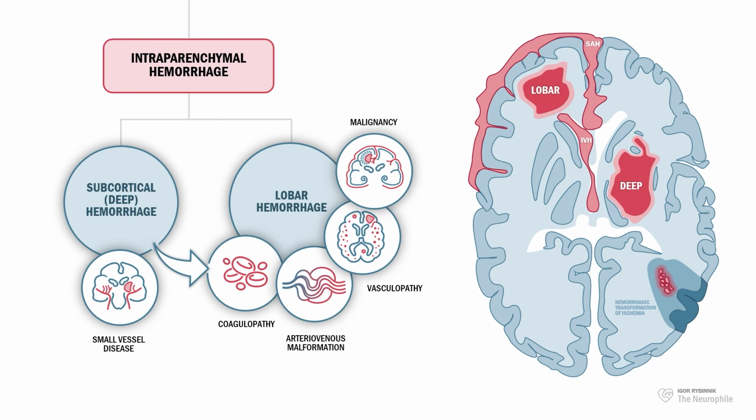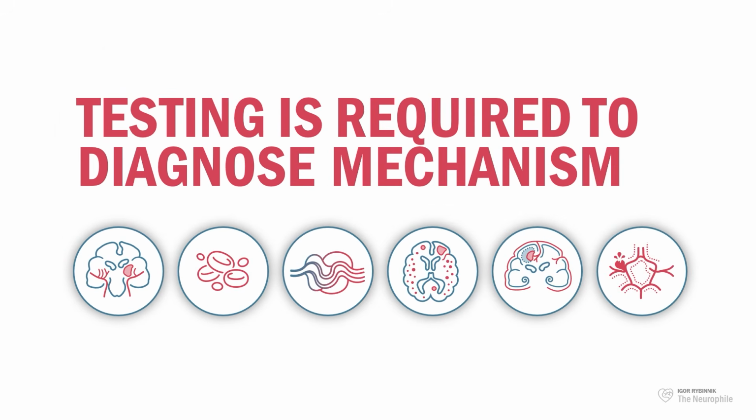Subcortical hemorrhages are typically caused by small vessel disease, with hypertension being the most important risk factor. Lobar hemorrhages tend to have more dangerous causes like coagulopathy, arteriovenous malformation, vasculopathy, and malignancy. Neuroimaging classification is nice, but a workup is always required to diagnose the most likely hemorrhage mechanism.